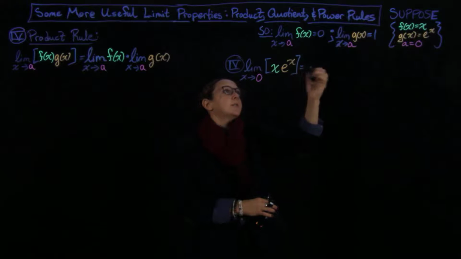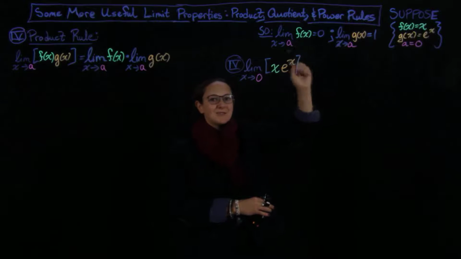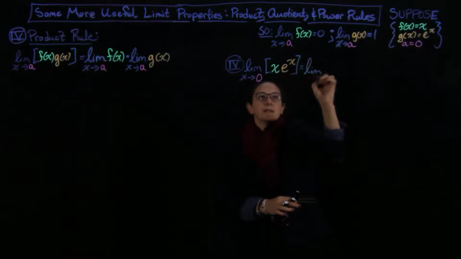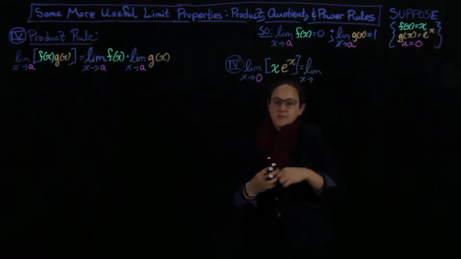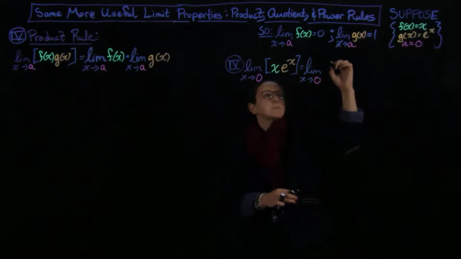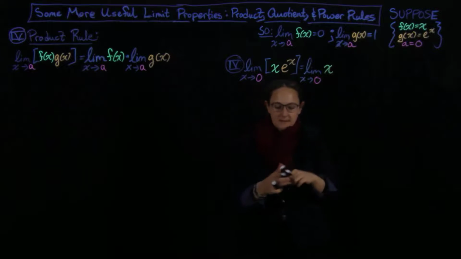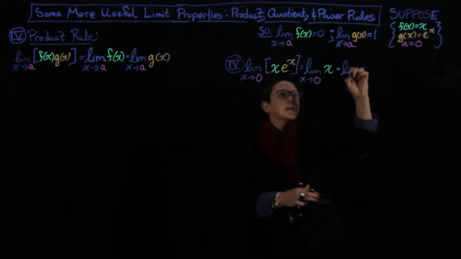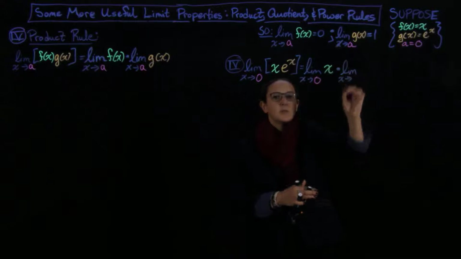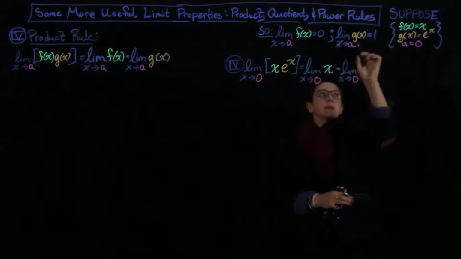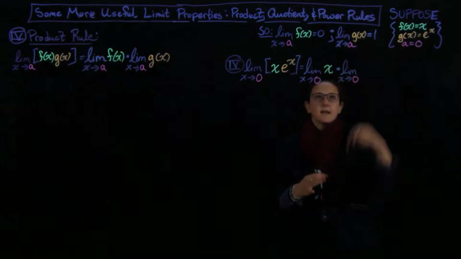Well, if I want to compute this, I could just multiply these two limits. So let's see what I mean by that. This is going to be the limit as x approaches 0 of this function x, multiplied by whatever I get there, the limit as x approaches 0 of e to the x, which is my g, so I just write that.